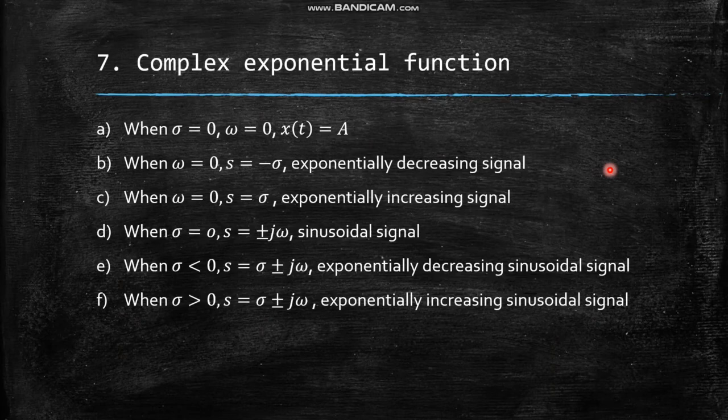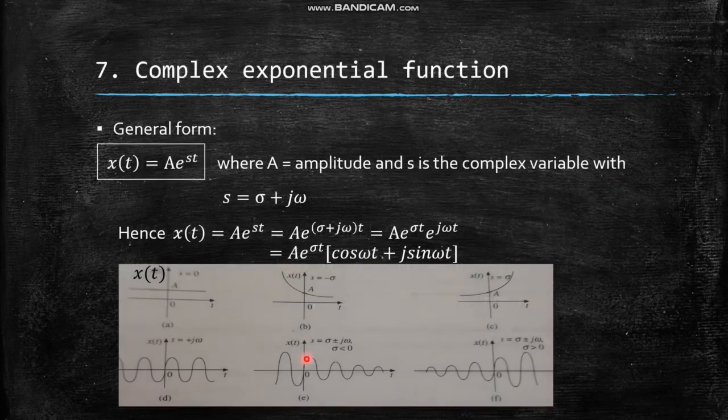When sigma is equal to 0, next case is when sigma is less than 0 and s is equal to sigma plus or minus j omega, then we get the signal as an exponentially decaying sinusoidal signal. Then the last case, the sixth case, is when sigma is greater than 0 and s is equal to sigma plus or minus j omega. Then we'll get an x of t signal opposite to case E, where the sinusoid is decreasing or decaying, here it is increasing or growing.